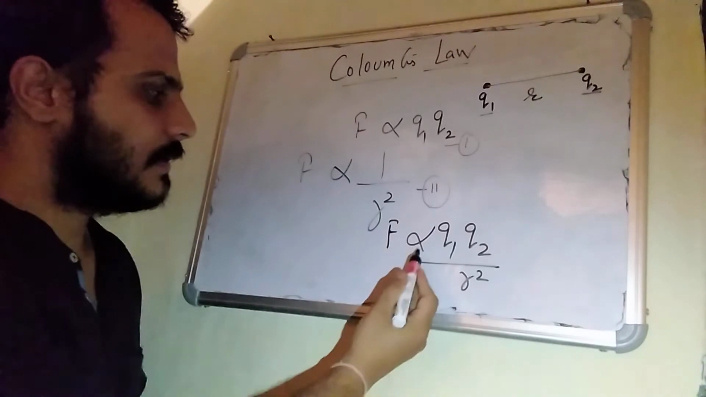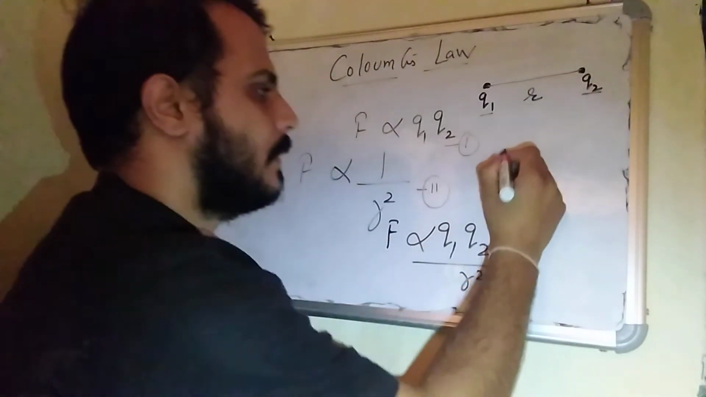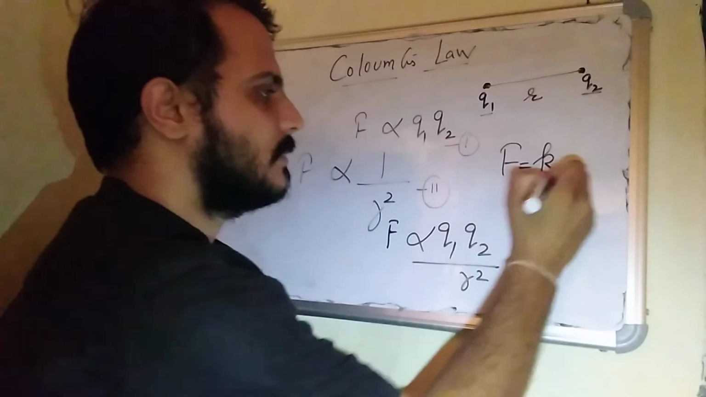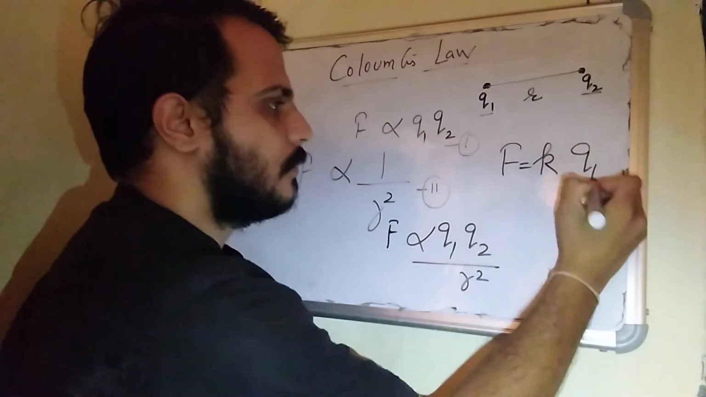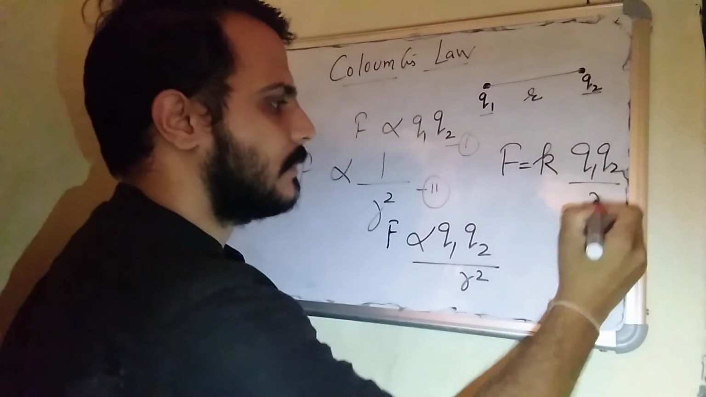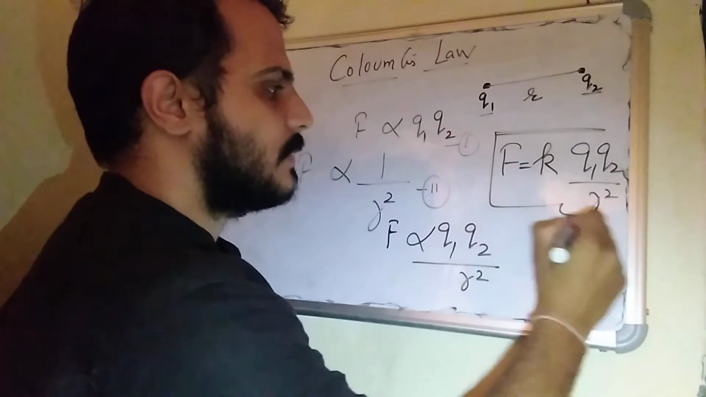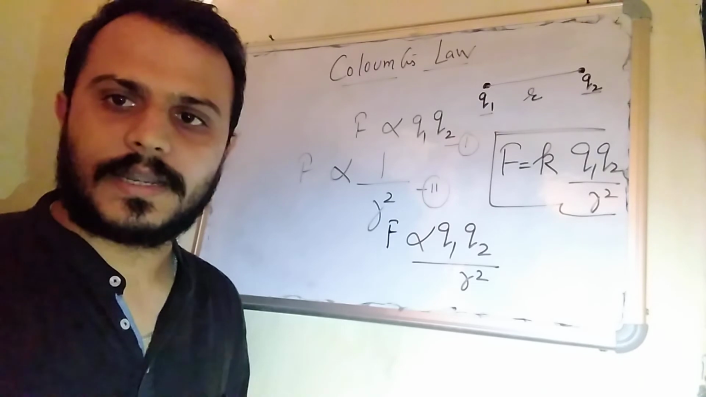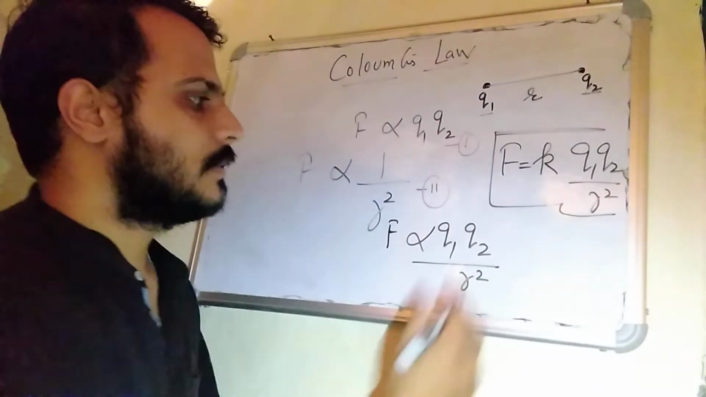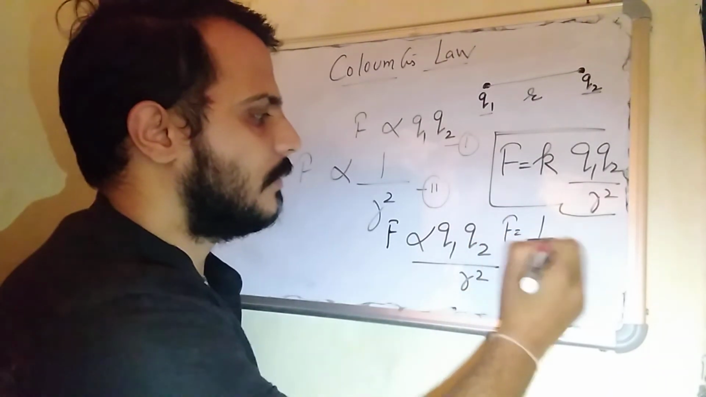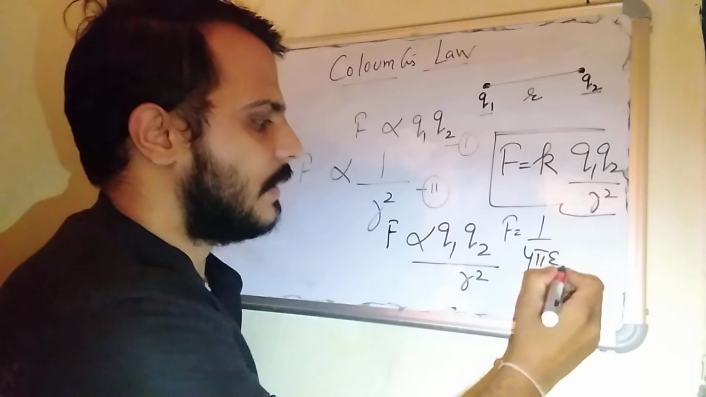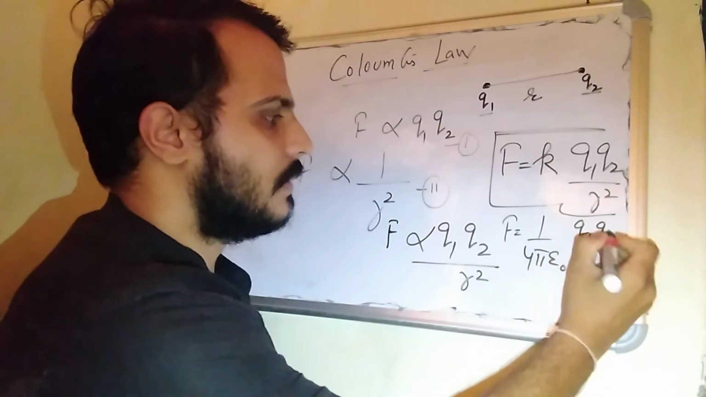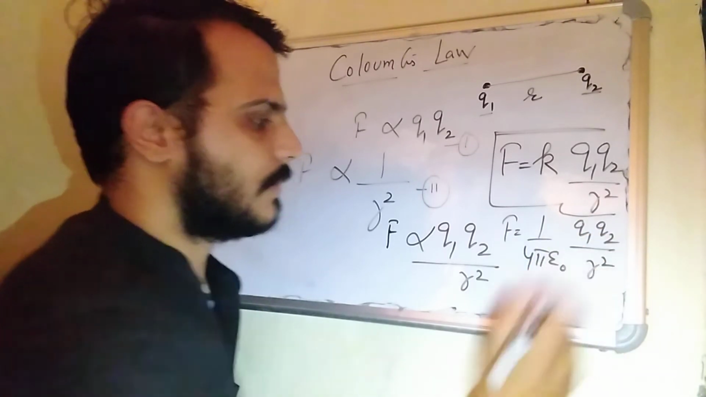Now I remove the sign of proportionality and insert a constant, known as small k, so F equals k q1 q2 by r square. This law gives me the magnitude of force between the two charged particles. This force can be attractive or repulsive. After that I put the value of k as 1 by 4 pi epsilon naught, so F equals 1 by 4 pi epsilon naught, q1 q2 by r square.